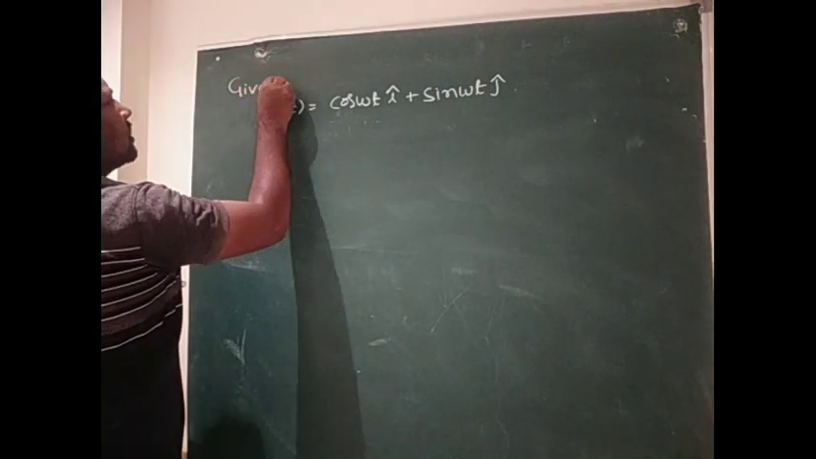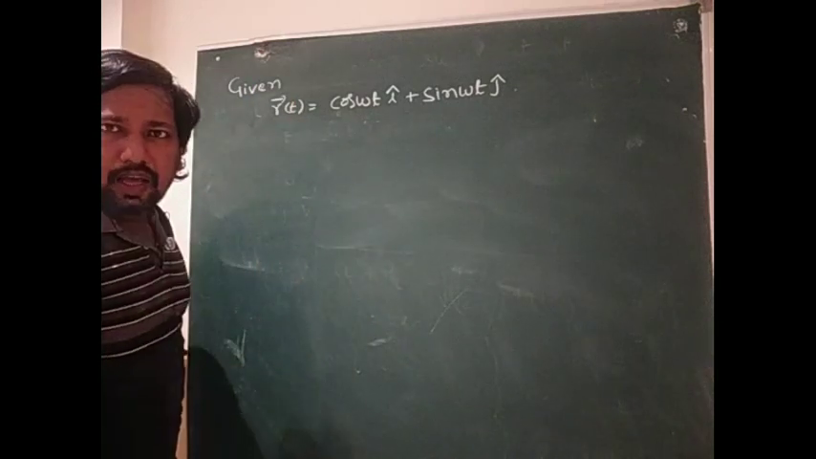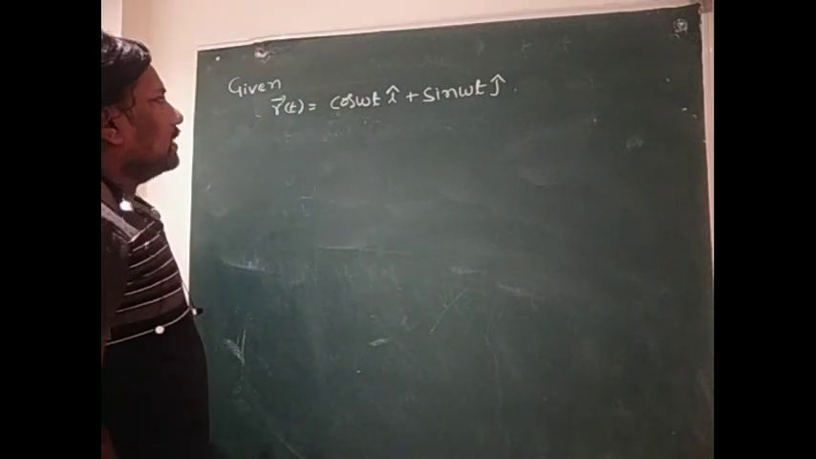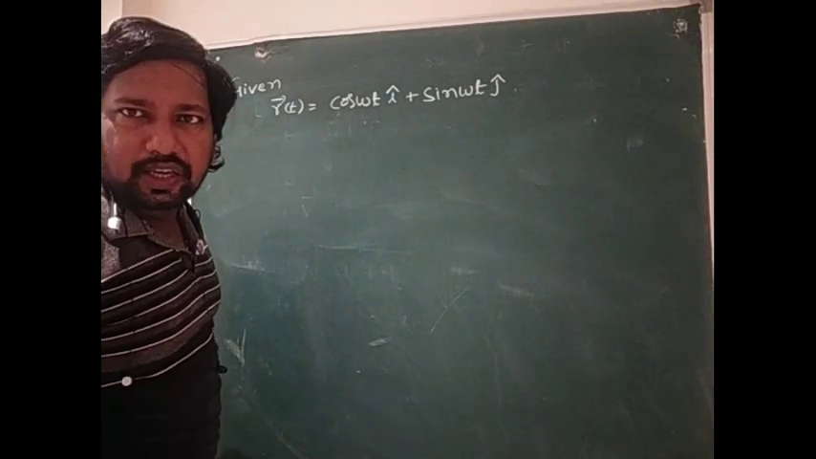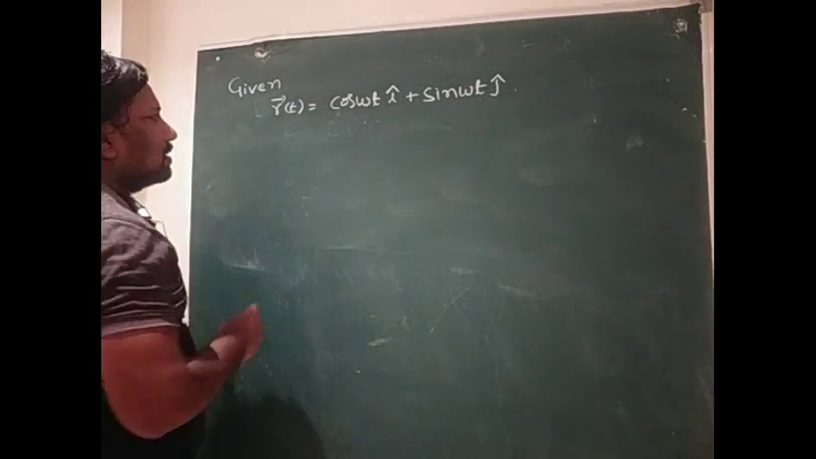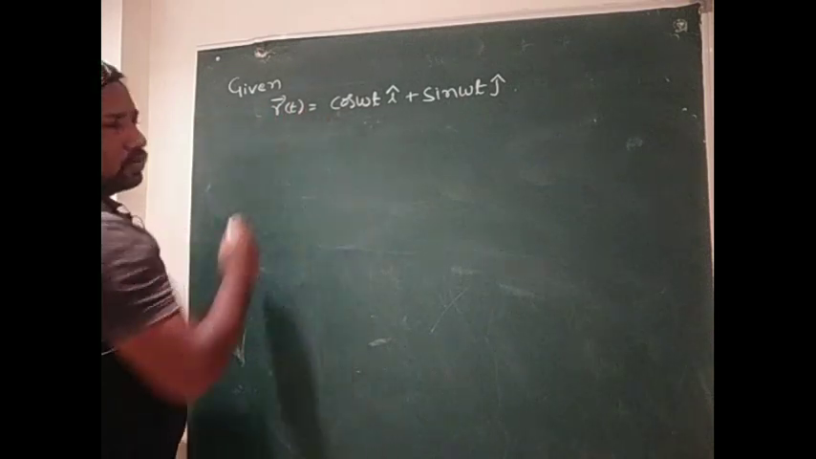Given displacement vector is r bar equal to cos omega t i cap plus sin omega t j cap.